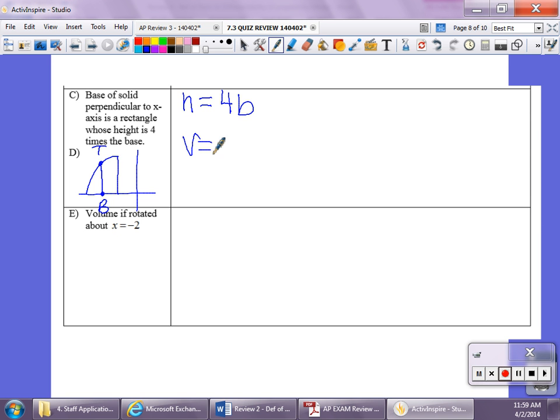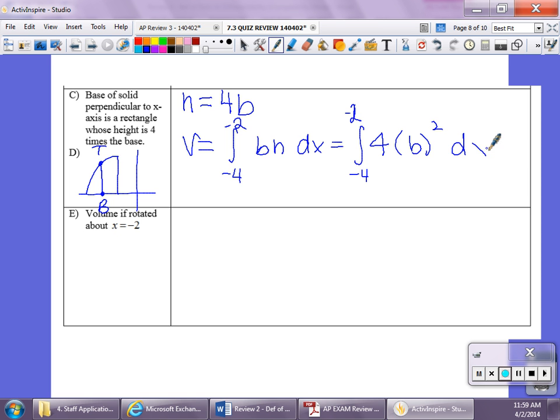So volume is equal to the integral from -4 to -2. We already know that because it's a dx problem of a rectangle, base times height times dx. My height is 4b, so I end up with 4b squared dx, and b is the top minus bottom again. So that b, that base, is this again. So if I just put that top minus bottom into my b right here, then I got c.